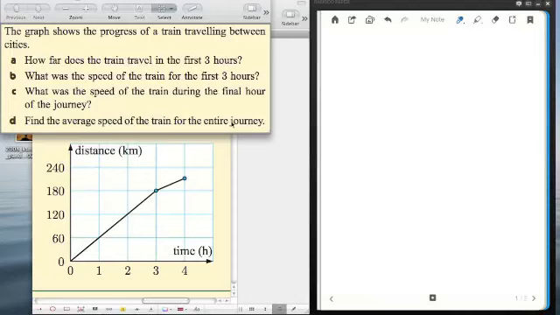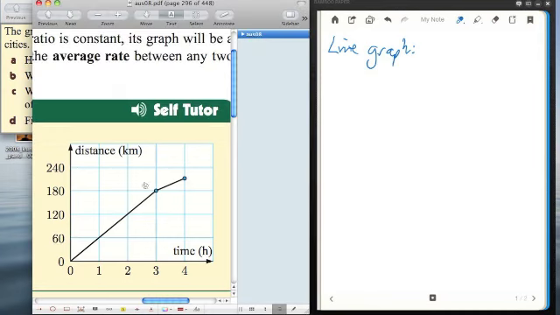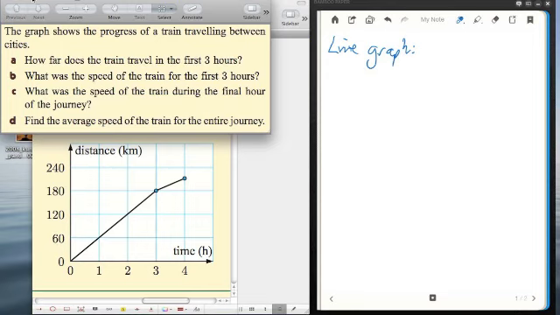Okay, today's lesson is all about being able to read information from line graphs, like the one on the screen just here. Now, if we want to try and answer these questions, A, B, C, and D, here's how we go about it.